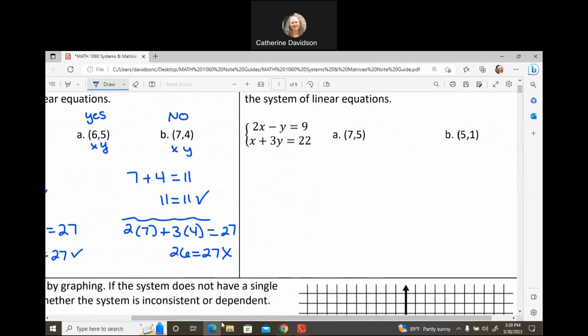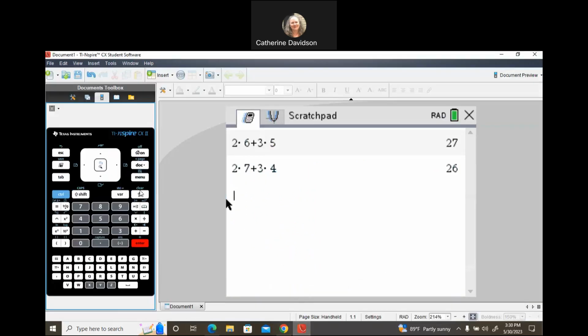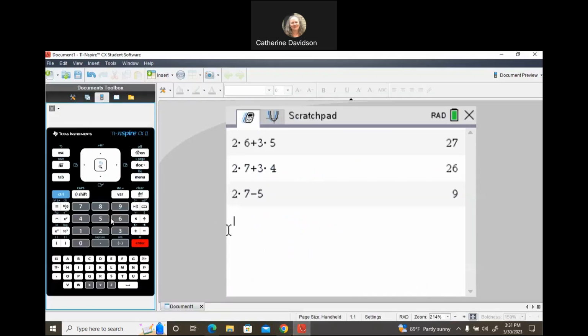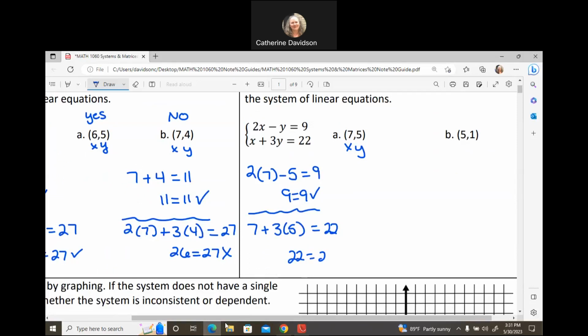Let's do the same for this one. 7 is our x. Again, 5 is our y. Now in the calculator, I'm just putting the left side in to evaluate it. So I get 9. So the first equation is true. Let's plug 7 and 5 into the second one. That's 22. Both of those equations are true at that point, so yes, that one is a solution.